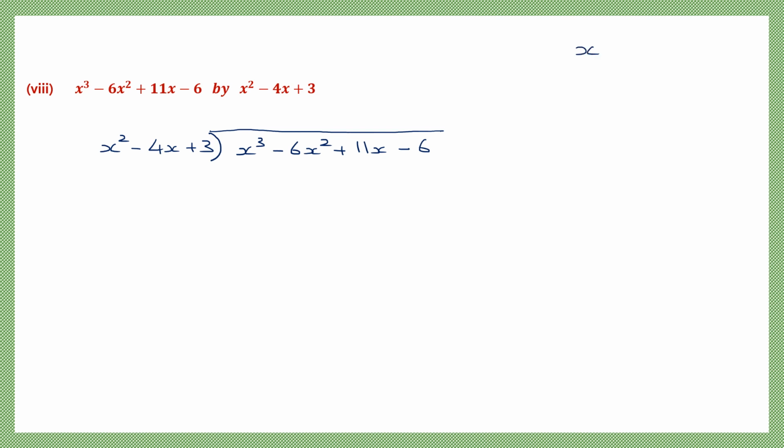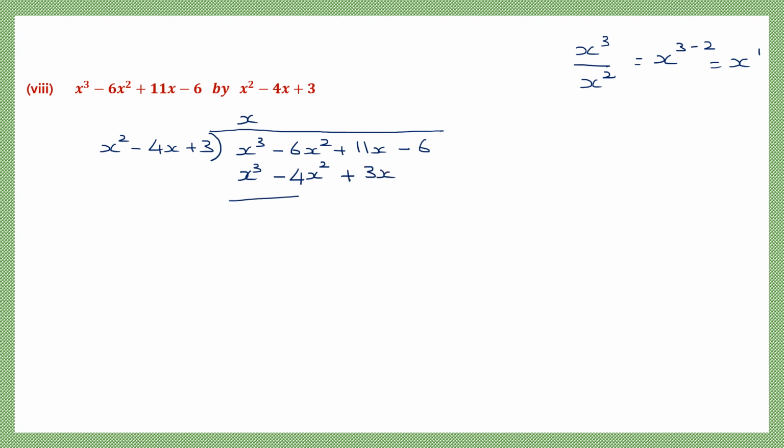So let's take the first term of the dividend, the first term of the divisor, and divide. So this will be x to the power of 3 − 2, which is x to the power of 1. So we are writing x here, and we're going to multiply x with each term here. So x into x² is x to the power of 1 + 2, which is x to the power of 3. Then multiply it with −4x. So the sign is minus, the number is 4, x into x is x to the power of 2. Then we multiply it with plus 3. So the sign is plus, the number is 3x.